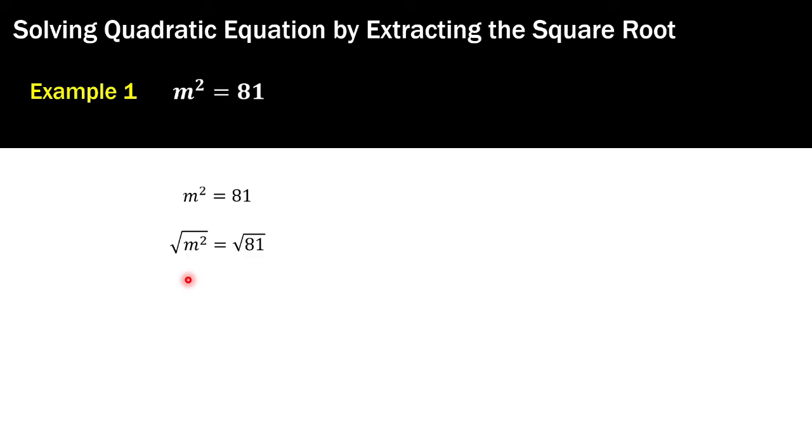For the left side, the square root will cancel the exponent, and therefore the square root of 81 is positive negative 9. To check the answer, let us substitute the computed values. When m is equal to 9, let's substitute 9 into the given equation, m squared is equal to 81. So this would be 9 squared is equal to 81. Therefore, 81 is equal to 81.